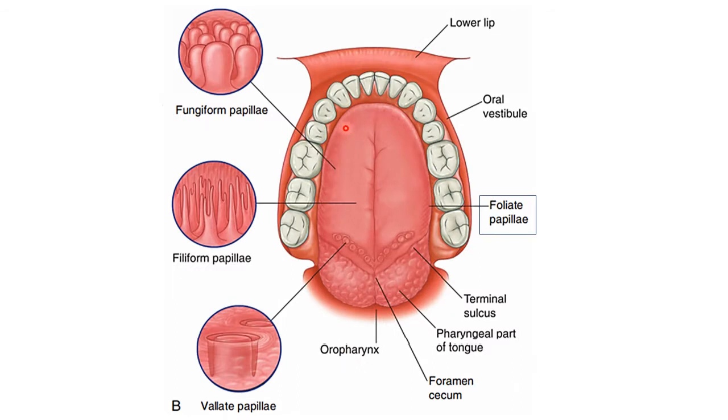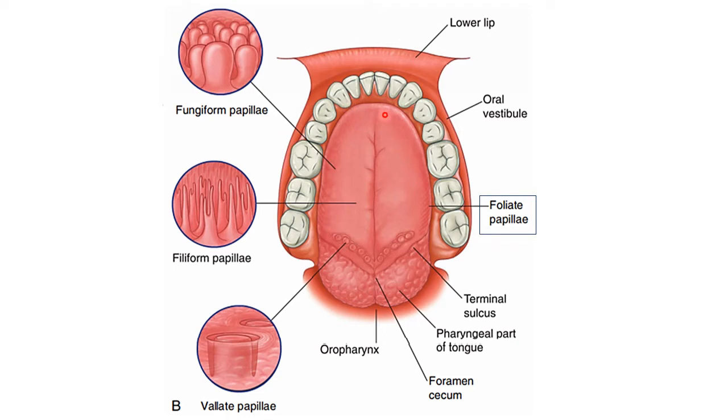Now we will discuss the mucous membrane of the tongue. We will discuss the mucous membrane of the tongue on three surfaces. The surface anterior to the sulcus terminalis is the superior surface. Posterior to it is the pharyngeal surface, and inferiorly is the inferior surface. So first we will discuss the superior surface of the tongue.